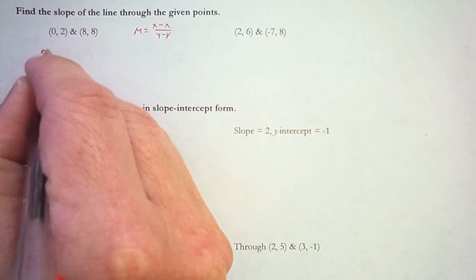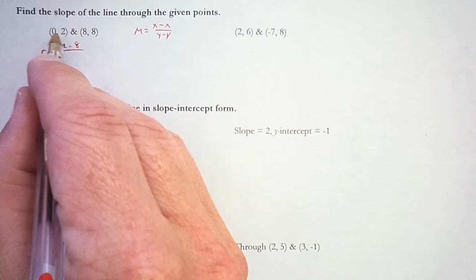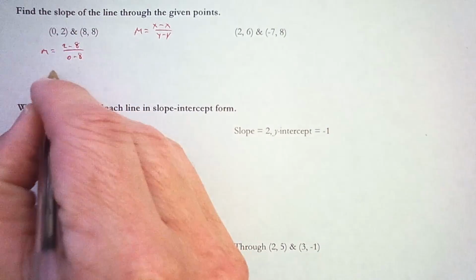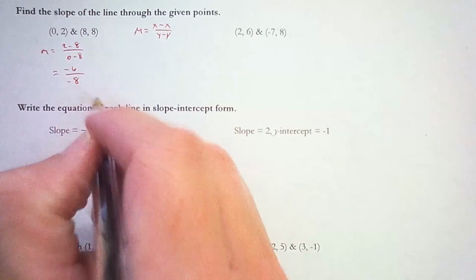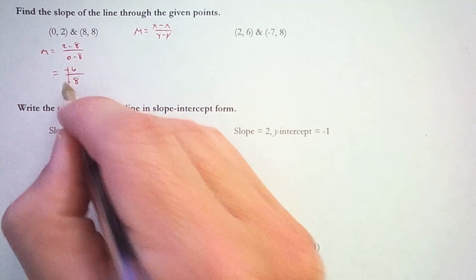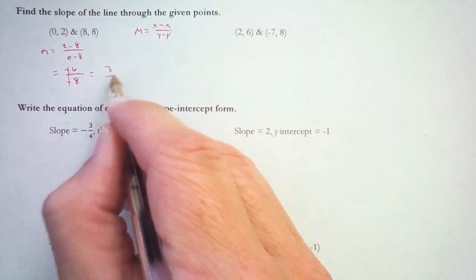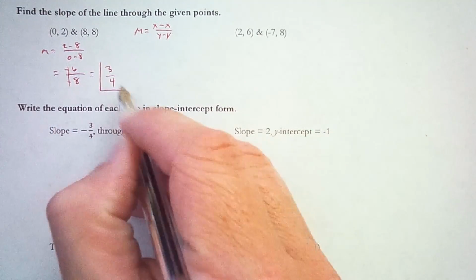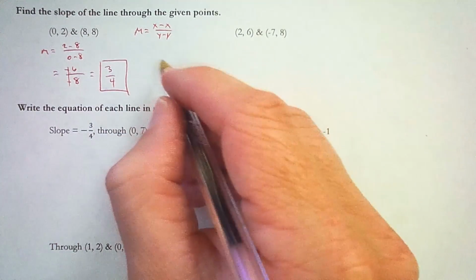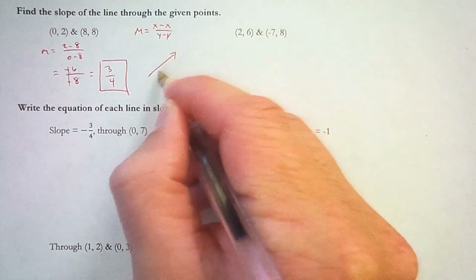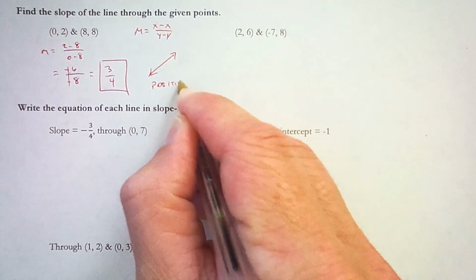So for our first slope here, x minus x is 2 minus 8. Y minus y is 0 minus 8. So that's negative 6 over negative 8. Remember, negative over negative is positive. And 2 goes into 6 and 8 3 times and 4 times. So we've got a slope of 3 over 4. Now that's a positive slope. Let me just remind you that a positive slope means from left to right, the line is rising. So that's what a positive slope looks like.